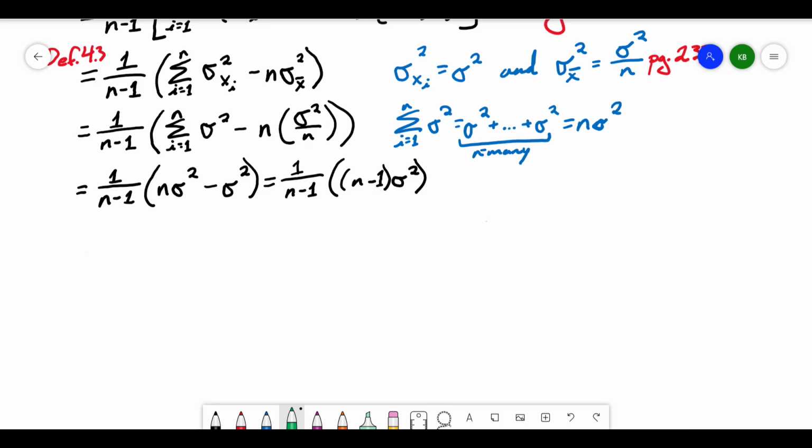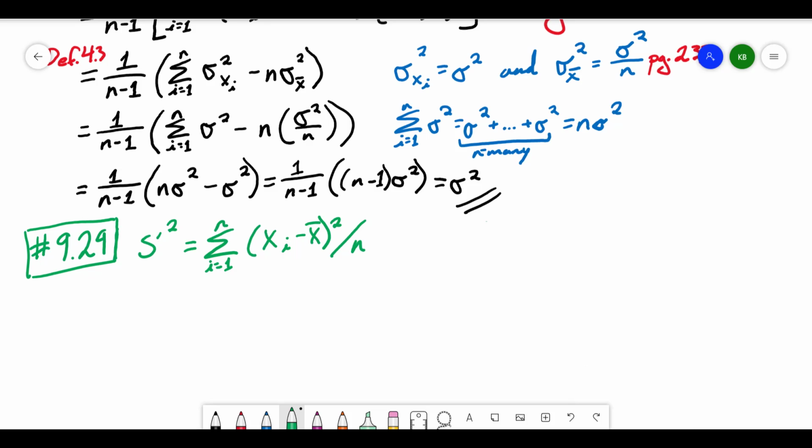Now I can notice that I could factor out the variance and I end up with 1 over n minus 1 times the quantity n minus 1 times the variance. Well, my n minus 1's cancel out, and I'm left with just the variance. Now, this is the conclusion that example 9.1 comes to, and it says that it's an unbiased estimator as a result, because the expected value of our sample variance is equal to our population variance.